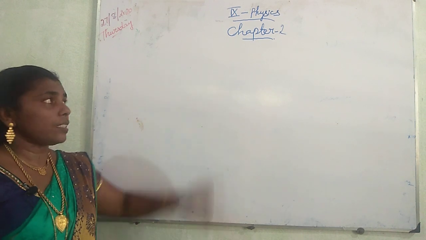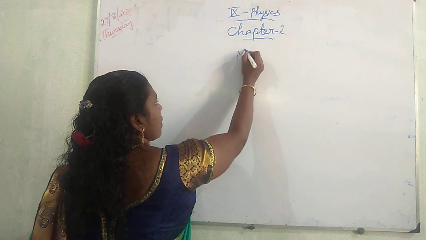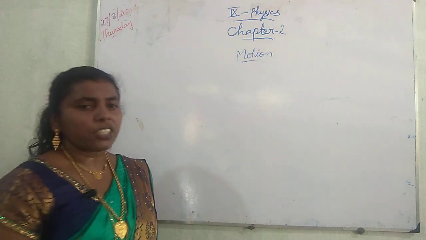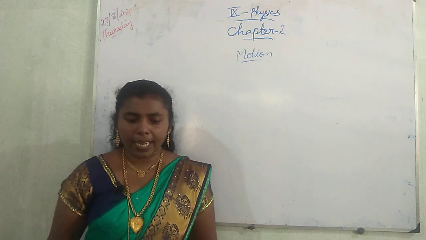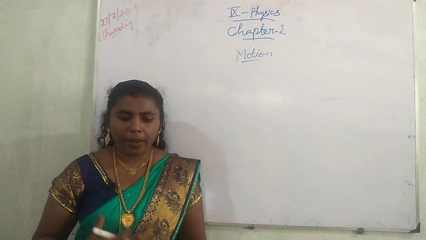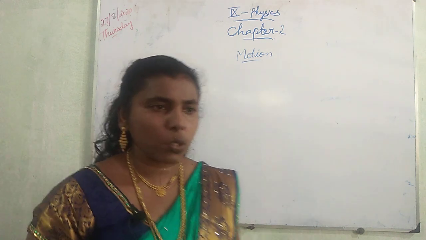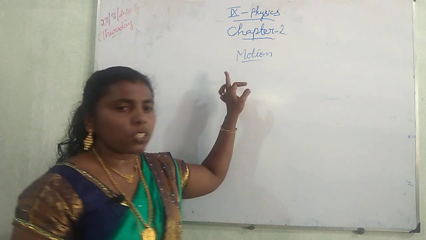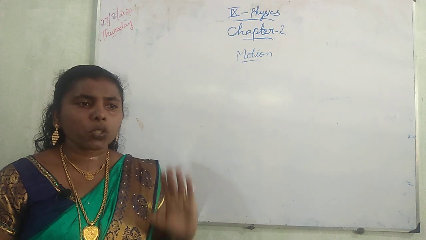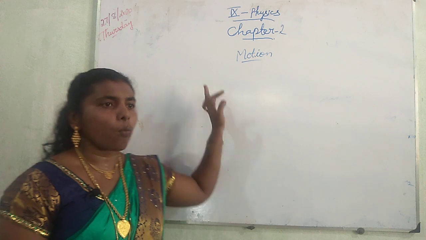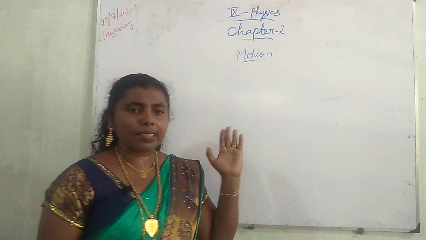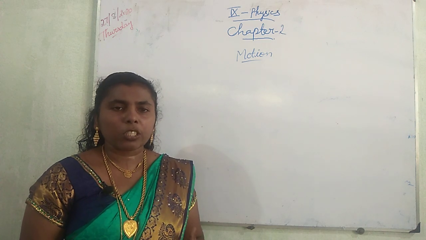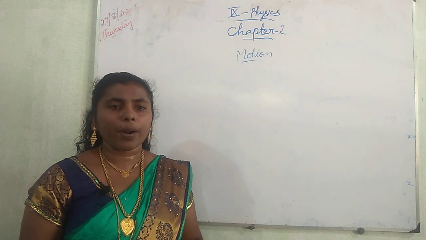Now we can see chapter 2, motion. What is motion? Suppose I am standing in one place, and then I am moving from one place to another. So my body moves from one place to another. That's motion. So motion is when a body moves from one place to another. And rest: say I am standing in the same position, so my body is at rest. Rest means my body does not change from one place to another.